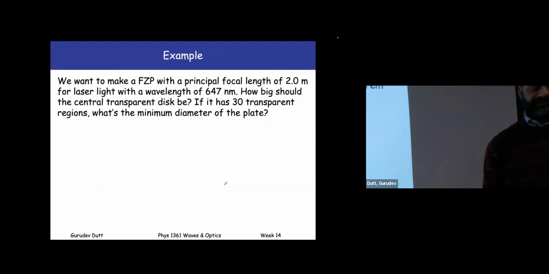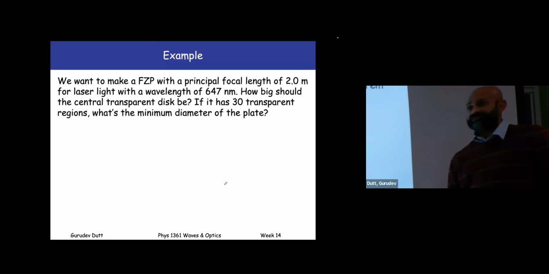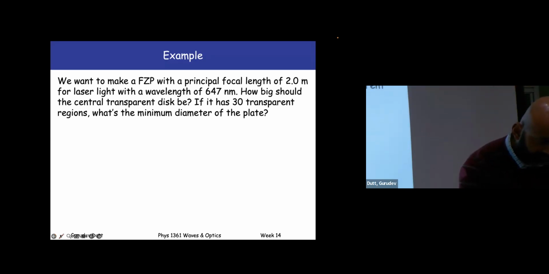So let's do a simple example, hopefully. We want to make a Fresnel zone plate with a principal focal length of 2.0 meters for laser light with a wavelength of 647 nanometers. How big should the central transparent disk be? And if it has 30 transparent regions, what's the minimum diameter of the plate? Okay, this is fairly straightforward, so I'll just quickly run through it.